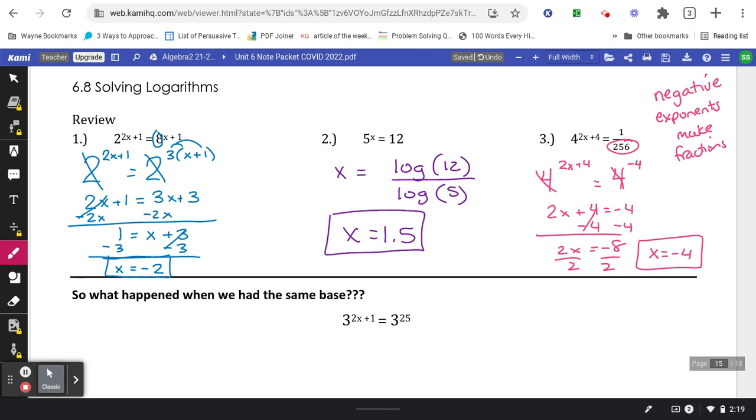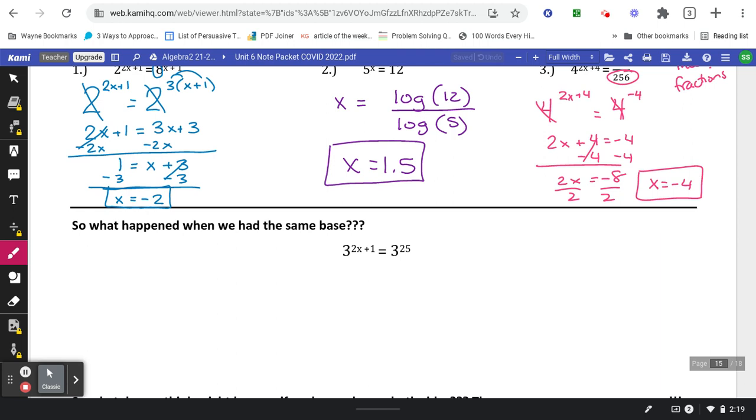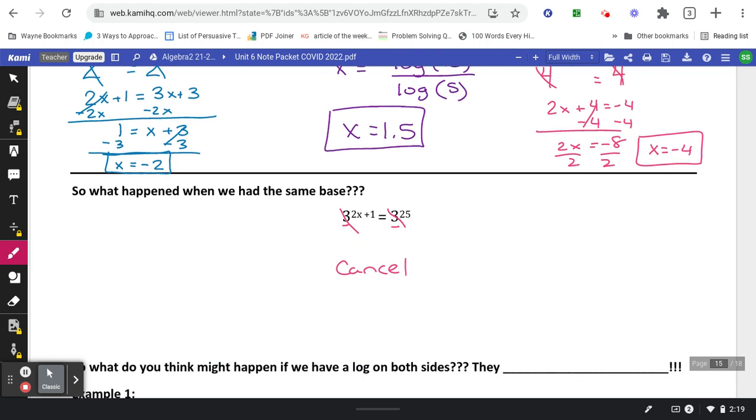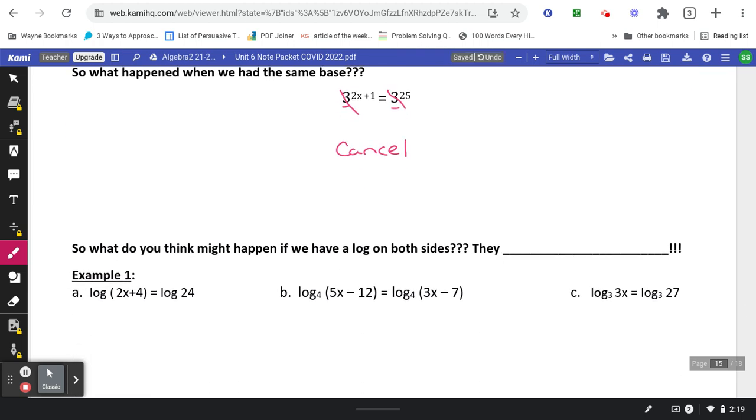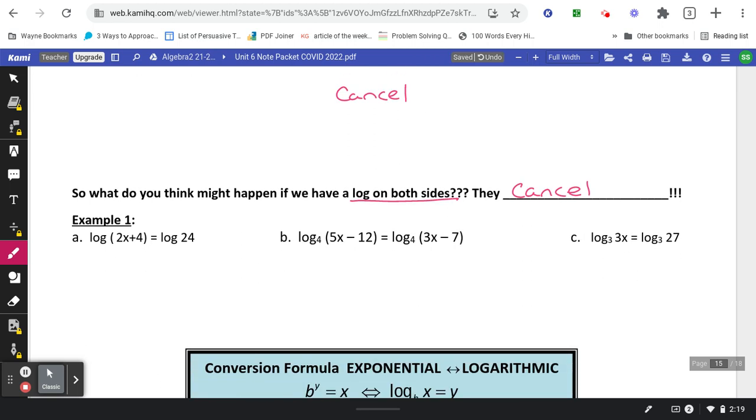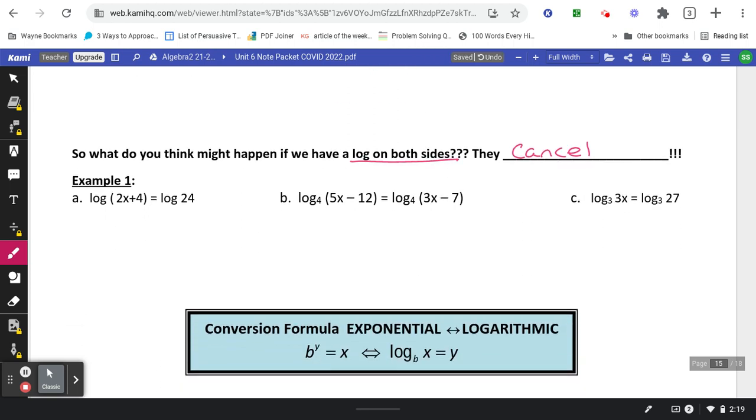All right, so that's what we've done with our exponential functions. So again, let's take a look. What happened when we had the same base? When we had both a 3 and a 3, we just cancel them out. We're going to apply that same concept if we have a log on both sides. They're going to cancel. So our first example, log of 2x plus 4 equals log of 24. That log is going to cancel with that log. Bring down whatever's left and solve the equation as usual.